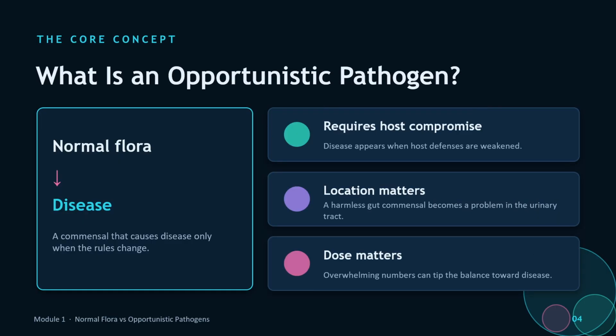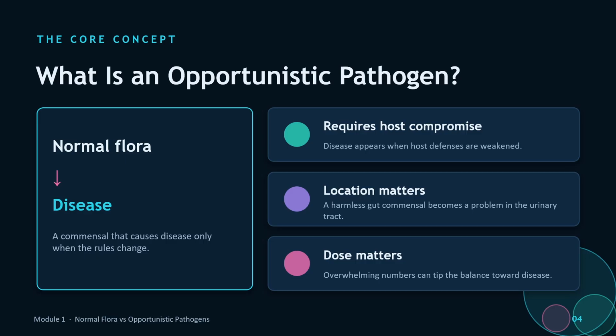An opportunistic pathogen is normal flora that causes disease only when it gets an opportunity, hence the name. The organism itself hasn't changed into something exotic, the circumstances around it have. 3 conditions create that opportunity. First, host compromise. When immune defenses are weakened by illness, stress, corticosteroids, chemotherapy, or concurrent disease, organisms the body normally keeps in check can flourish.